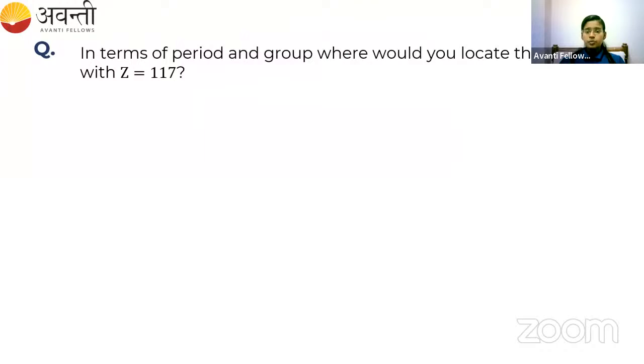In terms of periods and group, where would you locate the element with atomic number 117? All of you find out the answer and give me the answer in the chat box first. Where will you place the element with atomic number 117? Very good, Bindu. Yes. Sanket, it is F block. Is it F block? Does 117 belong to F block? No, it doesn't belong to F block.